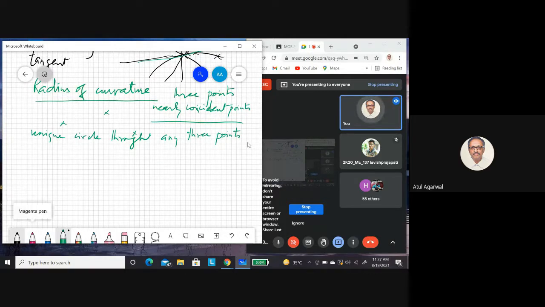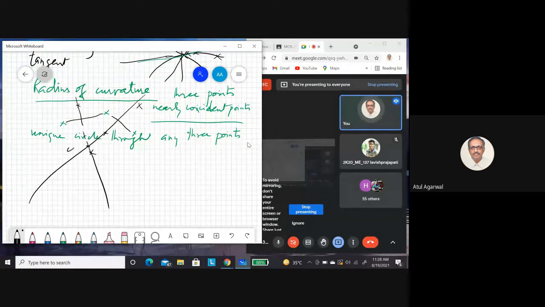And how do you draw that circle? You join the points, draw a perpendicular bisector. Join these 2 points, draw a perpendicular bisector. So now this point is called the center. All these points are equally distant. With this as the radius, you can draw a circle. Okay. So this is known as center of curvature. And this is known as radius of curvature.